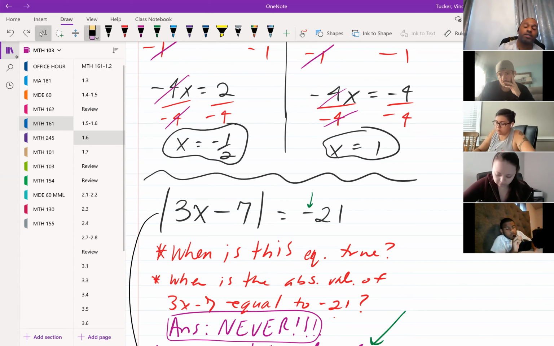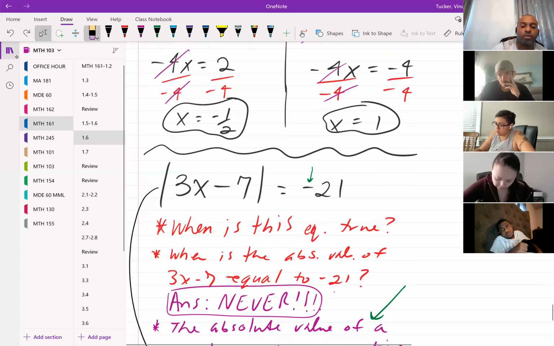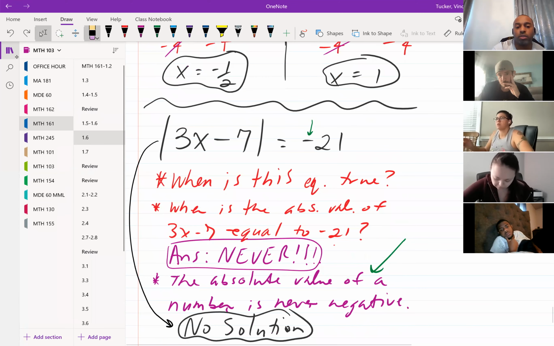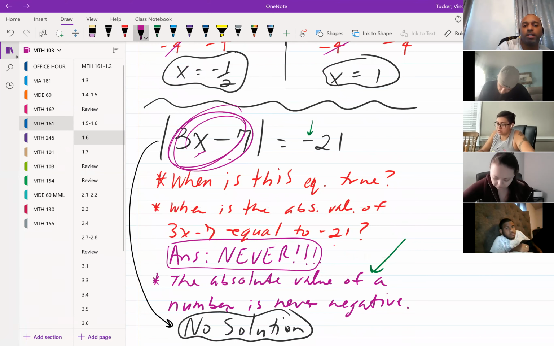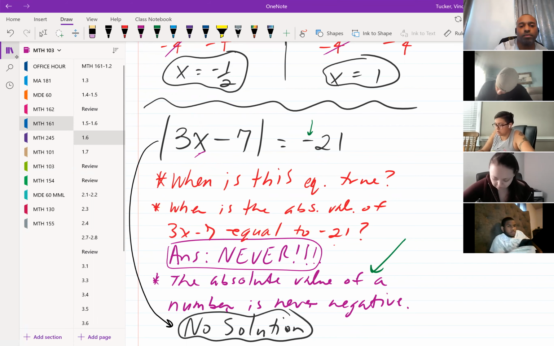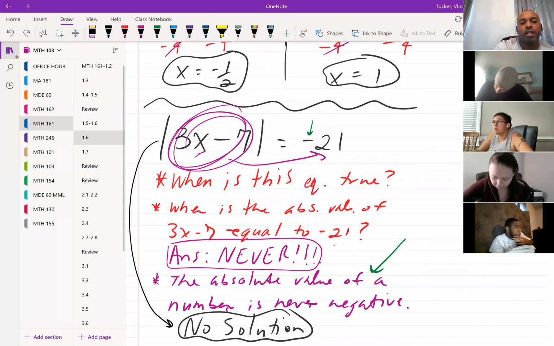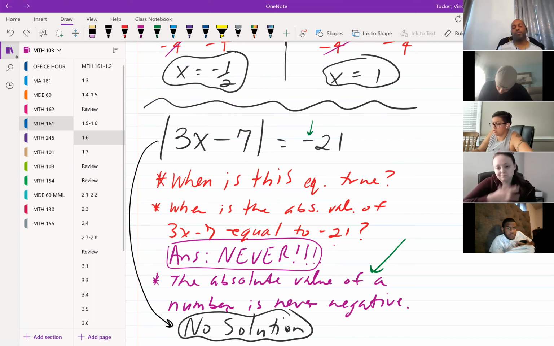So if you isolated your absolute value and the comparison is to a negative number, your answer is going to be no solution, because the absolute value of a number can never be negative. So once again, this right here can never be negative 21. All right. But once again, that occurs after you isolated your absolute value. That's where you can make that clean comparison.